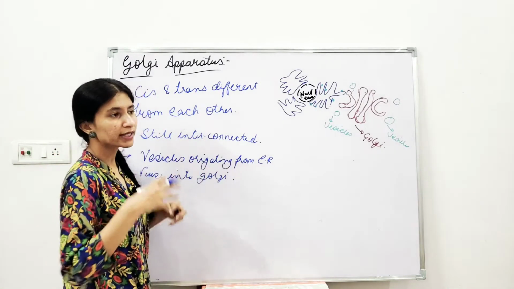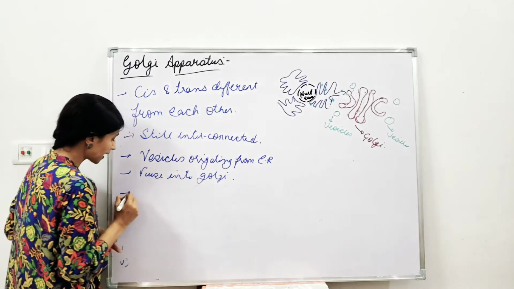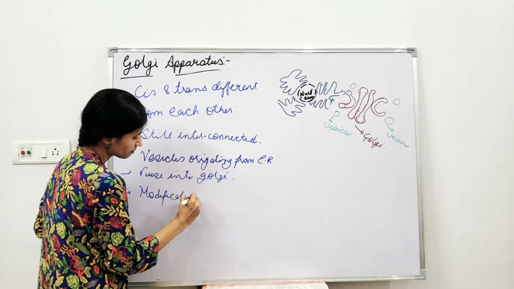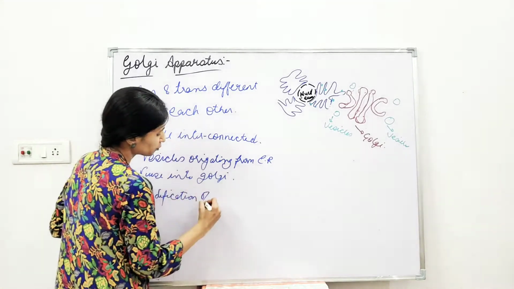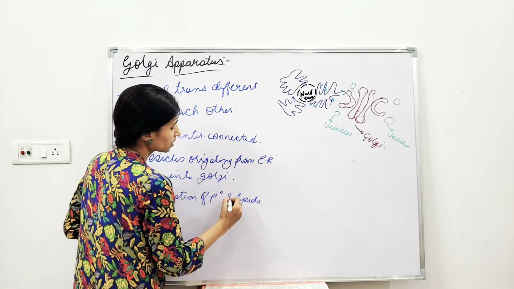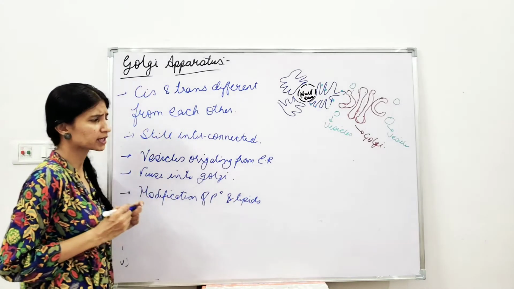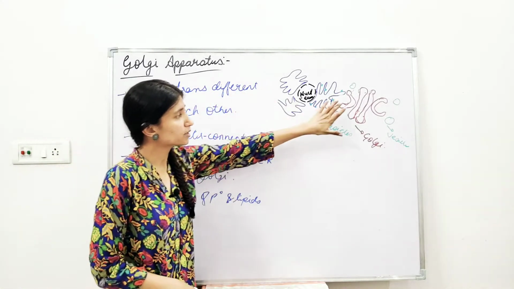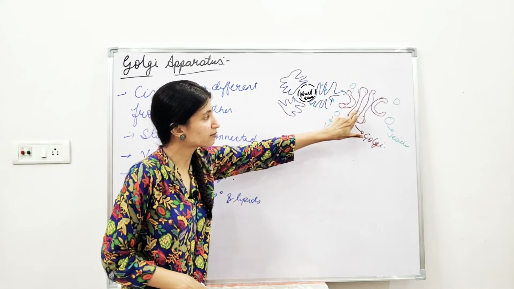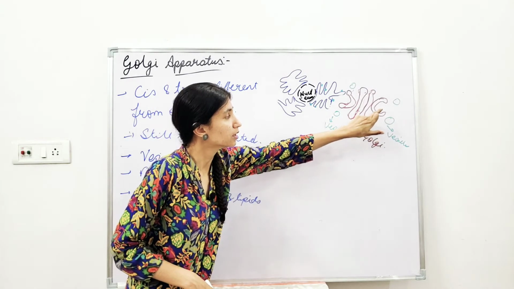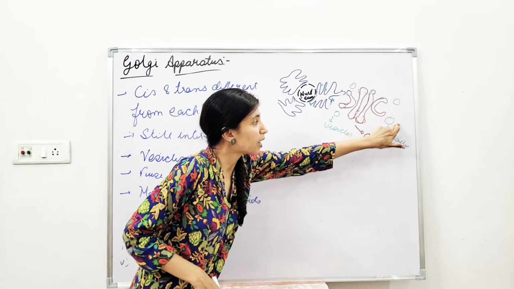Okay, when they fuse into the Golgi, inside the lumen of the Golgi, what happens? There is a modification of proteins and lipids. Okay, more of the modifications take place. And once it has been done, they are being transported from here to here, then a vesicle will fuse from here to here, another vesicle will form and fuse from here to here, and lastly it will come out like this.